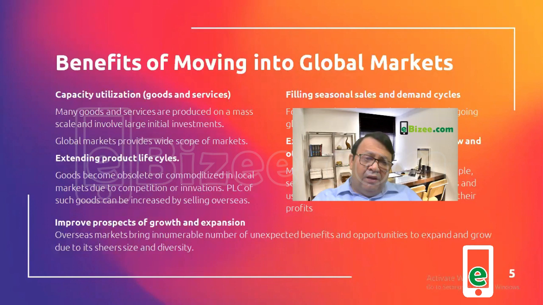And then you have to understand the product life cycles of the products and services which you are offering. Depending on what stage of the product life cycle your product or goods are in your domestic market, whether they are in the introduction stage, growth stage, maturity stage, or decline stage, if you can introduce your products at the right time in the international market, you can extend the product life cycle. It is also called the international product life cycle strategy, wherein you extend the PLC of the goods or services which you are offering to the market.